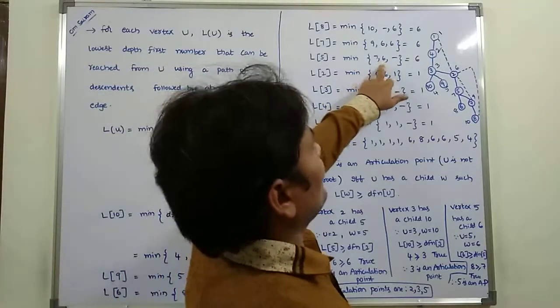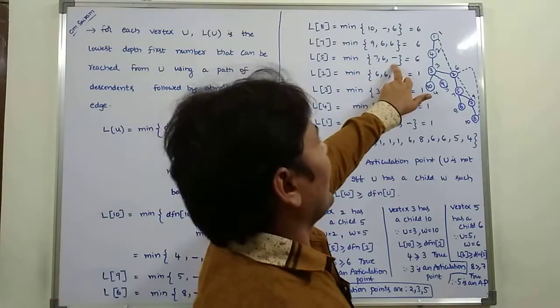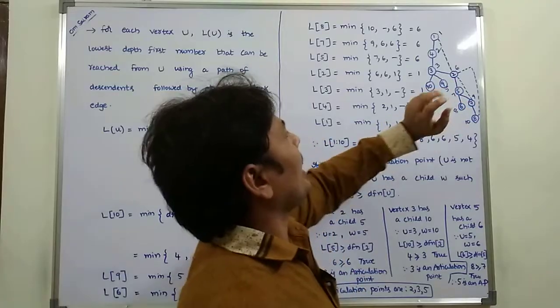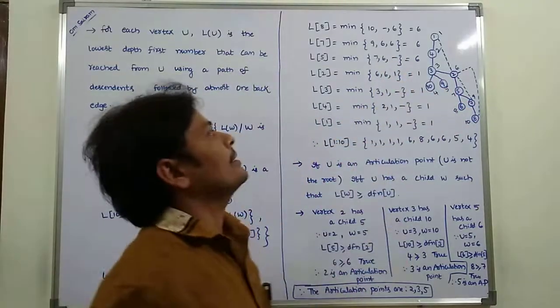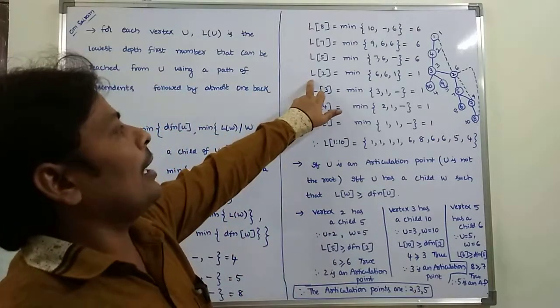That is 6. So that is 6. There is no back edge from 5. That is nil. So 7, minimum of 7 comma 6, that is 6.